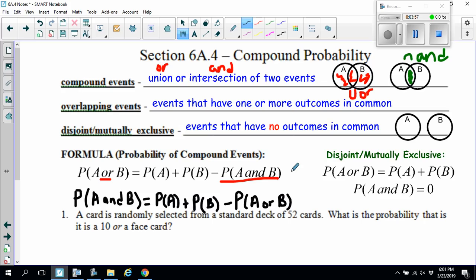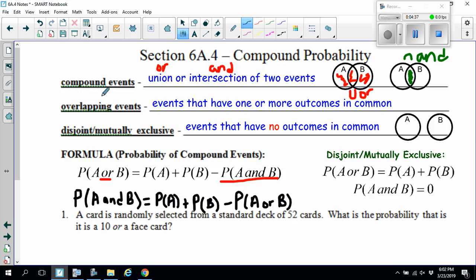Now let's talk about disjoint or mutually exclusive. Remember, this is when no outcomes are in common. If we have the probability of A or B, it's okay that they don't have anything in common, because we can just calculate the probability of A and then add it to the probability of B, like we've been doing with any or type of problems. However, if we have the probability of A and B, since there's no intersection, that probability is 0, because it can't happen at all. So make sure you remember that the probability of A and B when it's mutually exclusive is always 0.